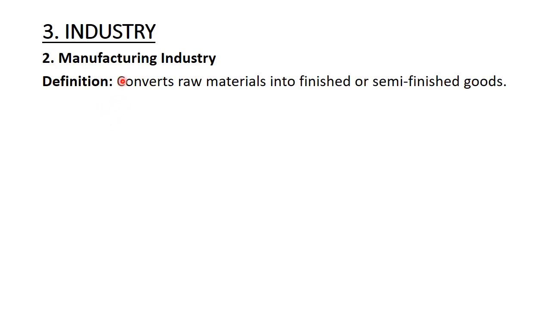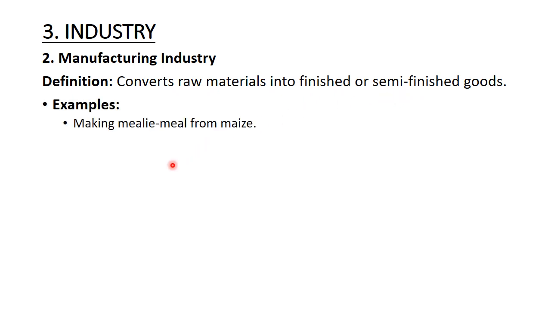So those are examples of extractive industry. The second is manufacturing industry. Okay, so the definition of manufacturing industry is an industry that converts raw materials into finished or semi-finished goods. Okay, so a manufacturing industry can produce finished goods or partially finished goods.